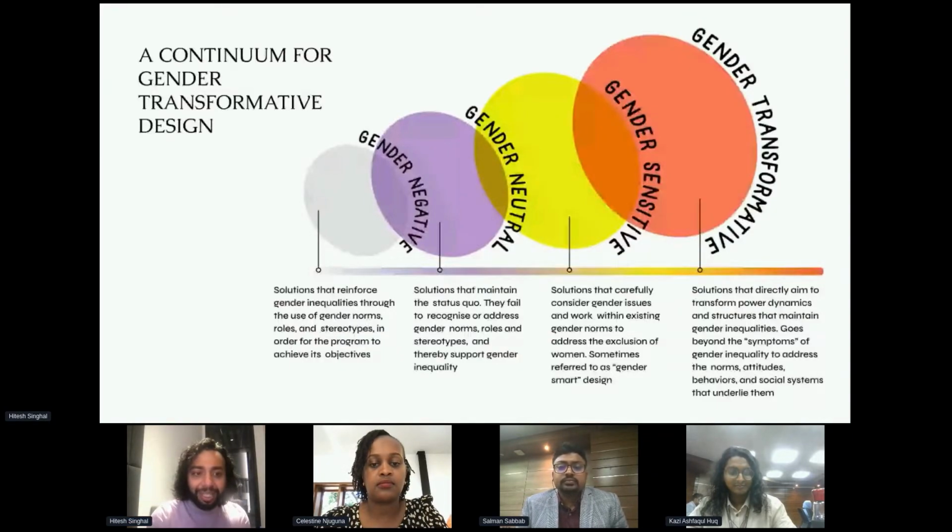Now if you move slightly to the right of this spectrum, we talk about gender sensitive, which some frameworks also call gender responsive. That means solutions that carefully consider gender issues and address them within the existing norms, including by proactively centering those with less power to promote gender equity. BRAC does a lot of projects that try to get there, and we at idea.org are also trying to practice this. We are aiming for gender transformative, but in reality, sometimes we just stay in the gender sensitive space.